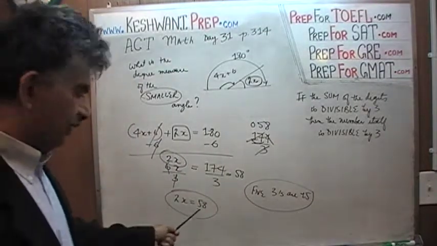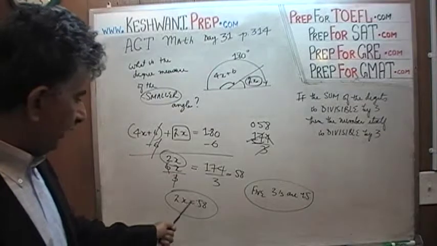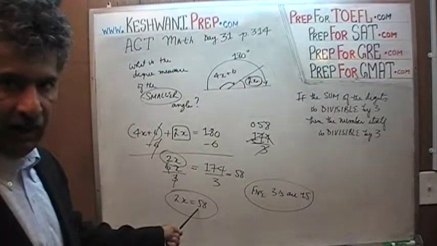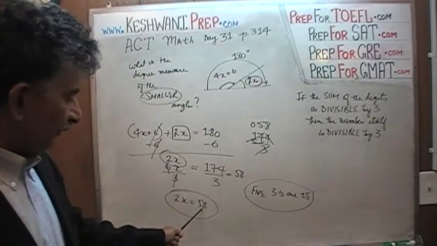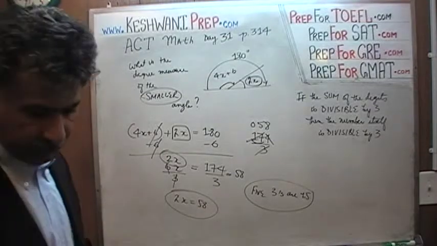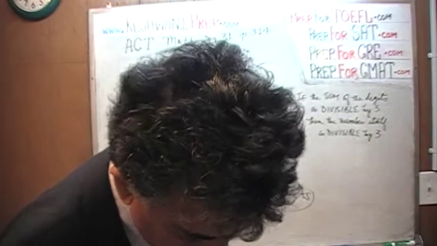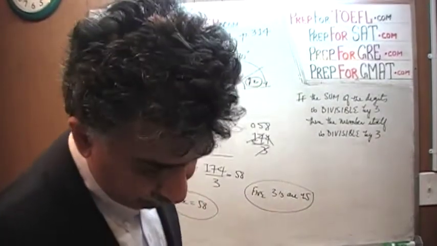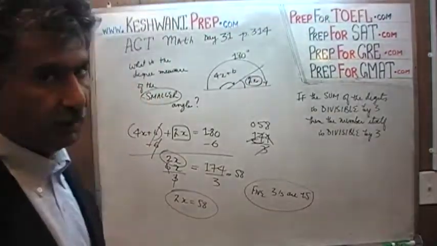And of course, you can pretty much bet that if you were to divide both sides by 2, whatever we end up with here, half of 50 is 25, and half of 8 is 4. 25 plus 4 is 29. I bet you 29 is one of the answer choices. Yes, 29 is one of the answer choices, right above 58. But that will be wrong.